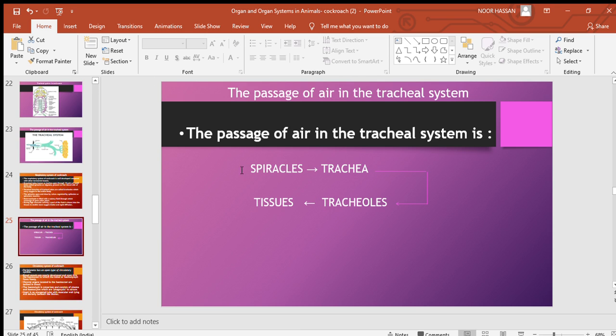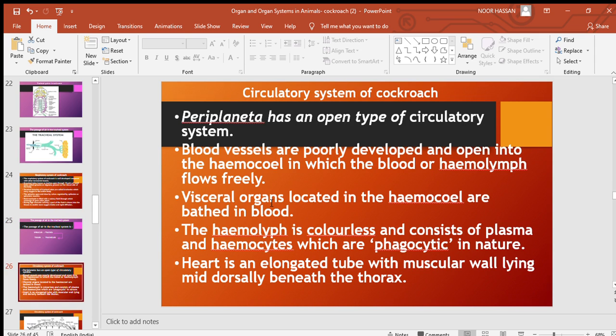So air, that is oxygen, through spiracles enters into trachea, and from trachea it moves through tracheoles, then finally it reaches tissues. Okay, so this is to show the passage of air in the tracheal system. So we'll move on to the next system.